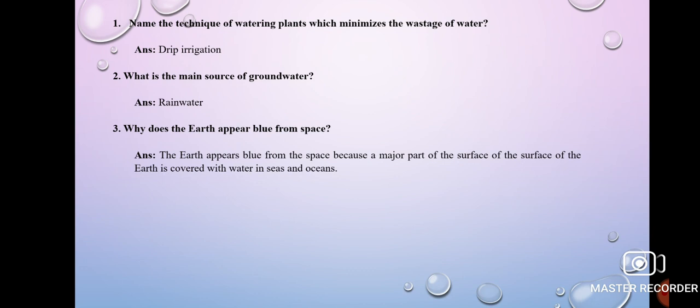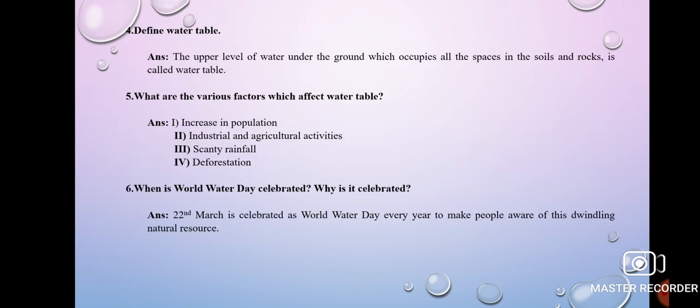Next, question number 3. Why does the earth appear blue from space? The earth appears blue from space because the major part of the surface of the earth is covered with water in seas and oceans. As we all know, 3/4 part of the earth is covered with water and 1/4 part is covered with land. Now sources of water can be sea, ocean, river, lakes. So because most of the part of the earth is covered with water, from space the earth appears as blue.